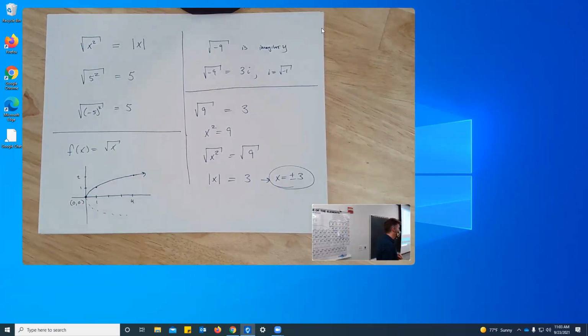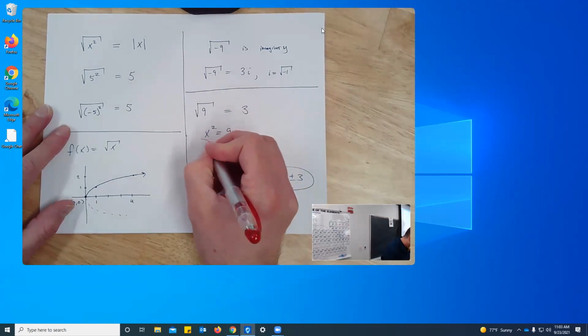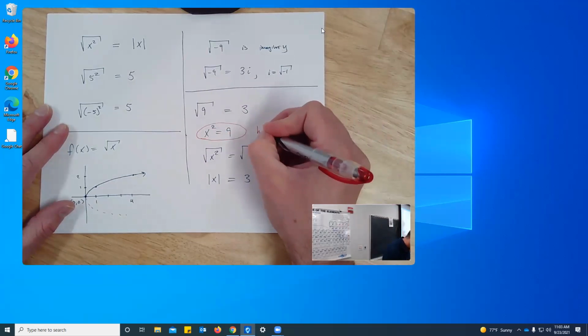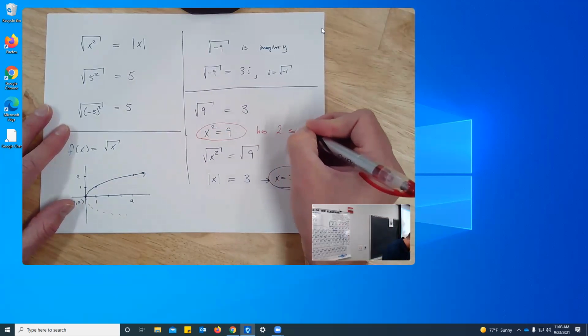Can you explain again how it's possible that it is positive or negative 3? Sure. So these 2 things are different. This is an equation that has multiple solutions, right?